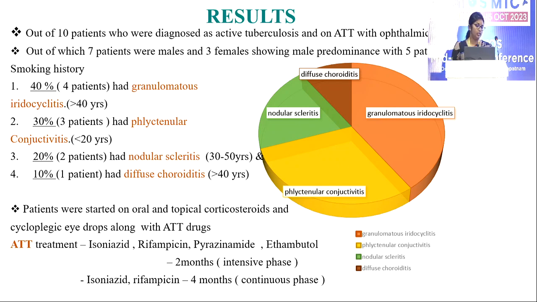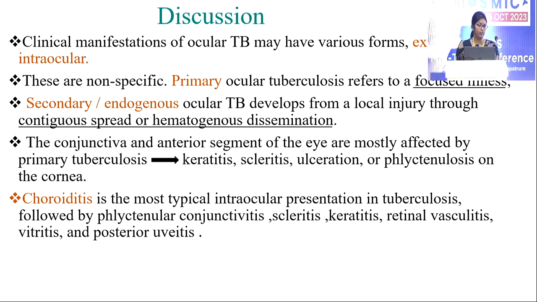Results: out of 10 patients who were diagnosed as active tuberculosis and who were on ATT with ophthalmic complaints, 7 were males and 3 were females, showing male predominance with a smoking history. 40% had granulomatous uveitis, 30% had phlyctenular conjunctivitis, 20% had nodular scleritis, and 10% had diffuse choroiditis. Patients were started on oral and topical corticosteroids and cycloplegic eye drops along with ATT drugs. ATT: HRZE 2 months intensive phase and HR 4 months continuation phase.